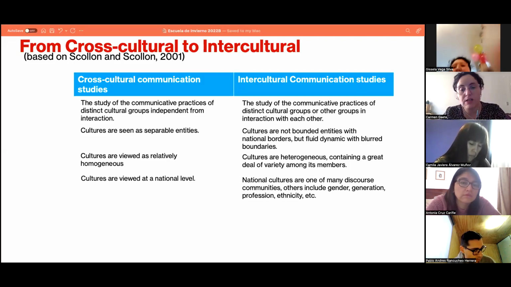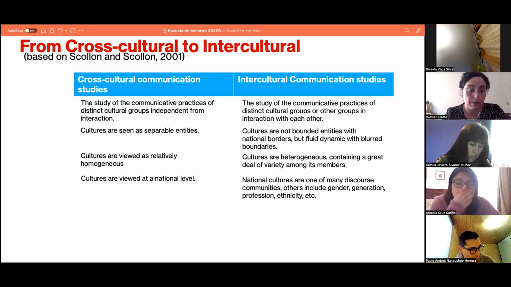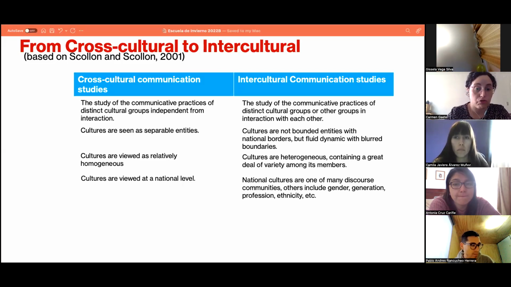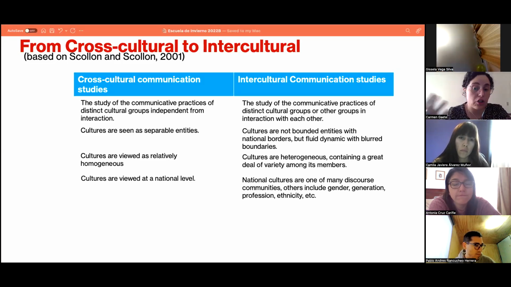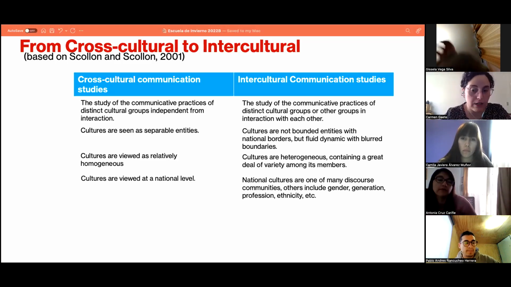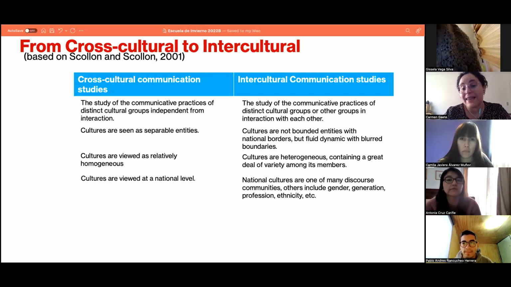So other aspects of culture or cultural identity include gender, generation, for example differences between ages, professions, ethnicity, and others as well. So nationalities are very important for cross-cultural communication studies, and this is the way people who do cross-cultural studies approach identities. But from an intercultural communication perspective, nationality is just one aspect of your cultural identity, and there can be many. In that sense, of course, there's going to be more heterogeneity.